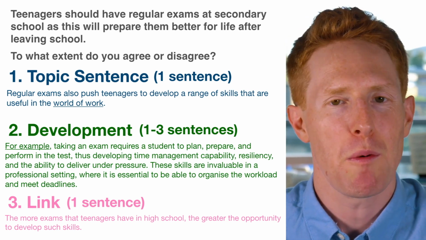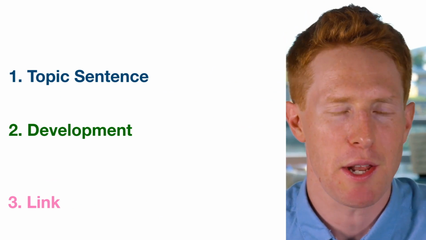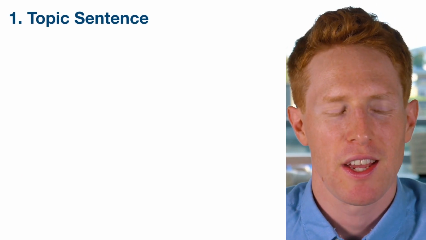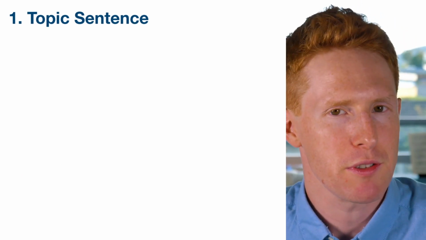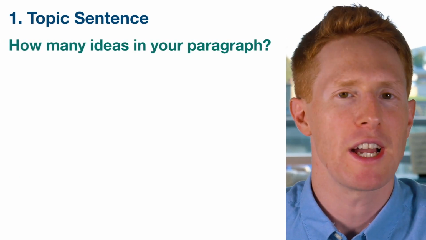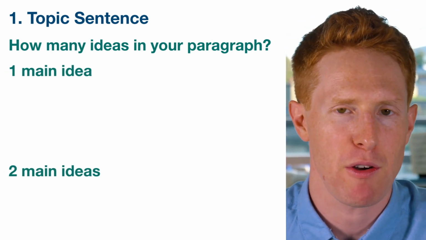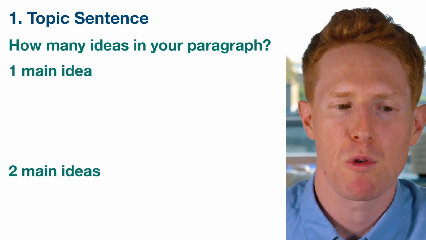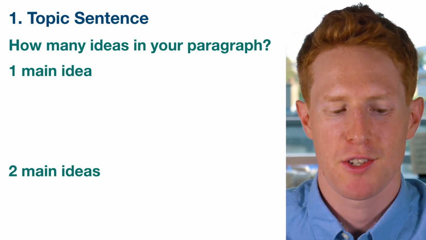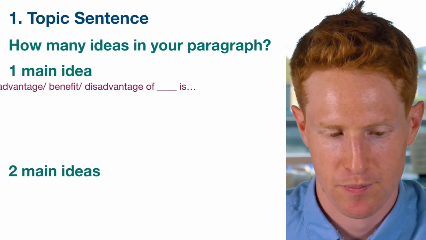Now what we're going to do is look at the topic sentence, development, and link individually in a bit more detail. And we're going to start with the topic sentence. The topic sentence is going to be different depending on how many ideas we have in our paragraph. Ideally, you're going to have either one or maybe two main ideas in that paragraph. You shouldn't really be writing 3, 4, or 5 ideas in just one paragraph. So, if we have one main idea in the paragraph, we can use this structure.